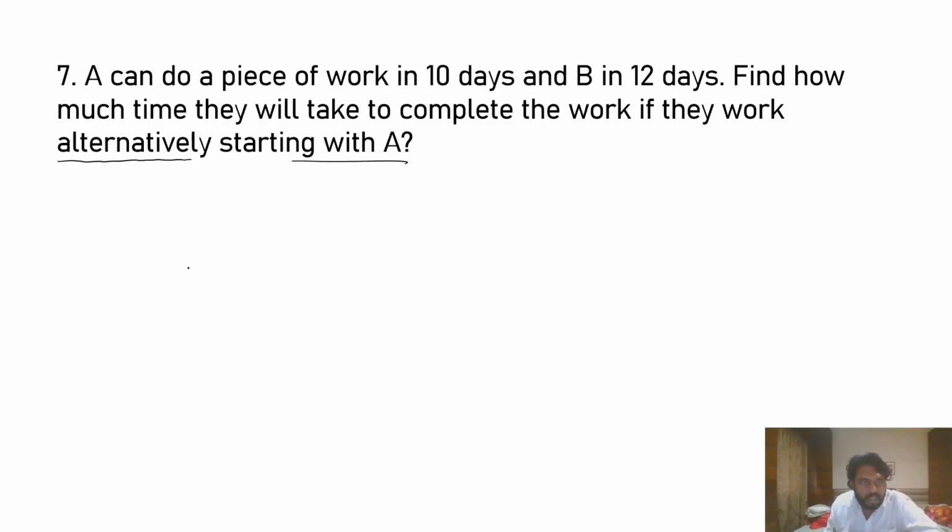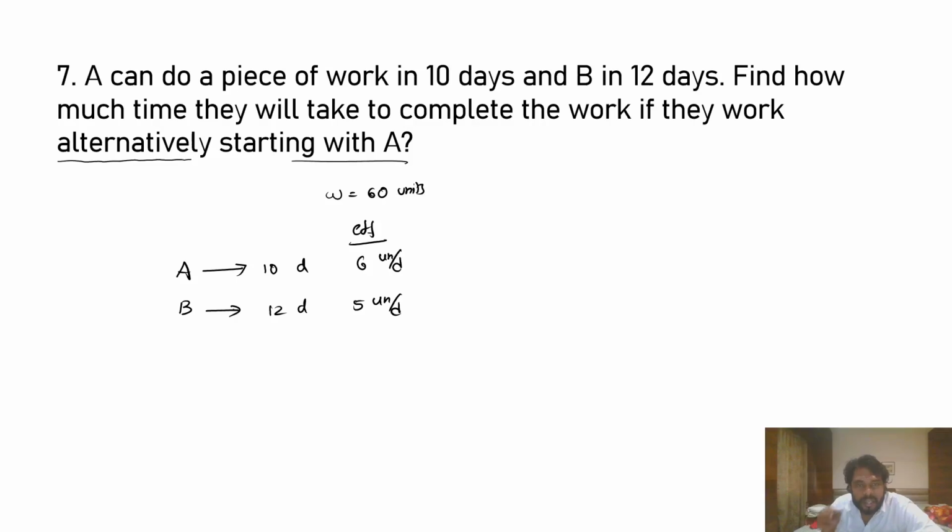That is the question. Now let's say again I start with the LCM method only. A 10 days, B 12 days. Now take the work as 60 units, the LCM of 10 and 12. Now calculate efficiency. 60 by 10, 6 units per day, and B's efficiency 60 by 12, 5 units per day. Now look at how the work is completed.